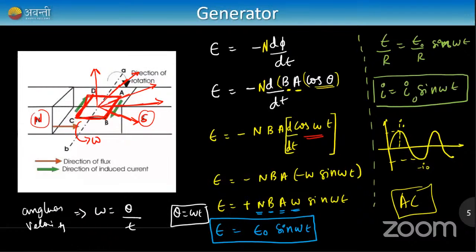So generator completed, right? I started with the simplest formula, and I derived a formula for electricity generated using a generator. Am I clear, guys? If I'm clear, click on yes.